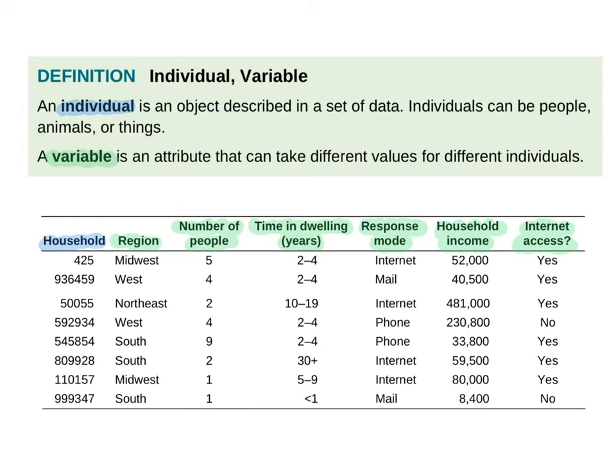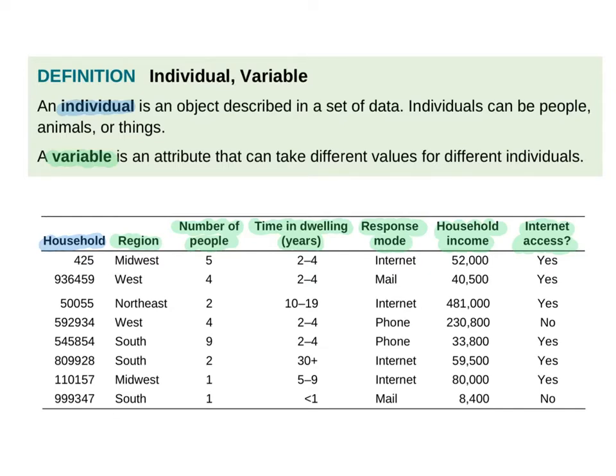There are two major things that are going to be in your data table. There's an individual, and then there are variables. An individual is an object described in a set of data. They're things, normally people, places, animals, things. And a variable or variables are the attributes of those things. So the different values for different things, or people, or animals, or places.